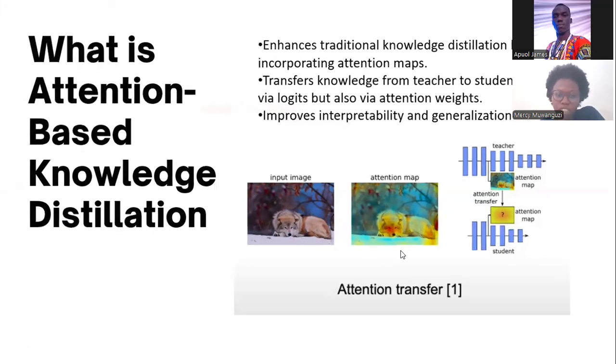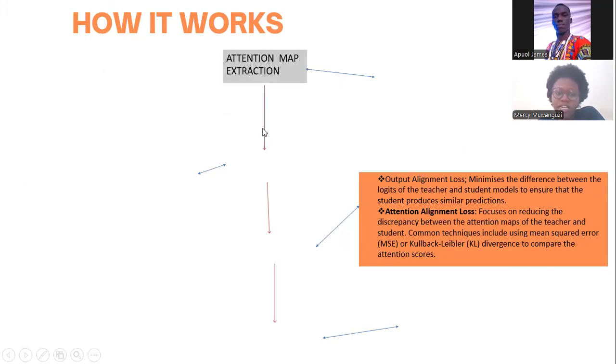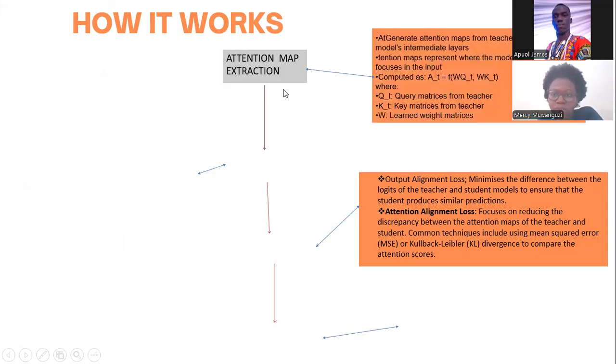So how it works, it extracts an attention map, and this attention map is supposed to represent where the model focuses in the input. And this has a formula, as you can see, where the Q is the query matrix from the teacher, the K is for the key matrices from the teacher, and the W is the learned weight matrices.